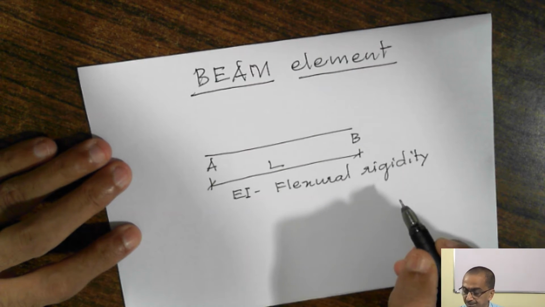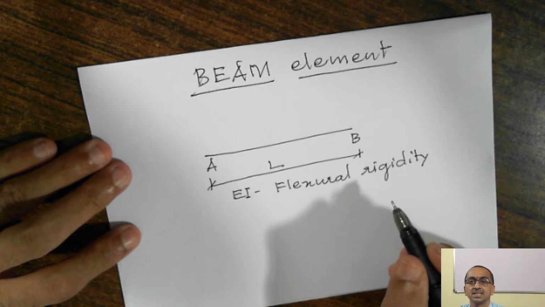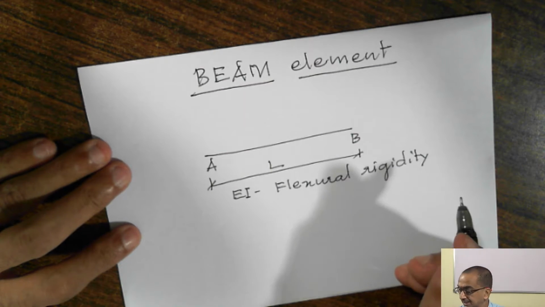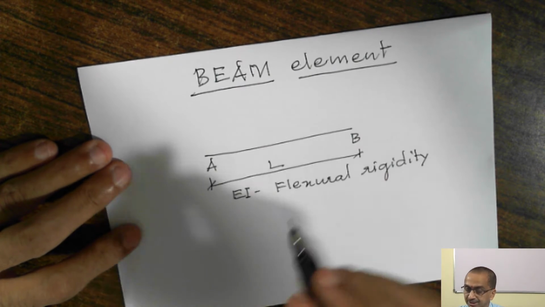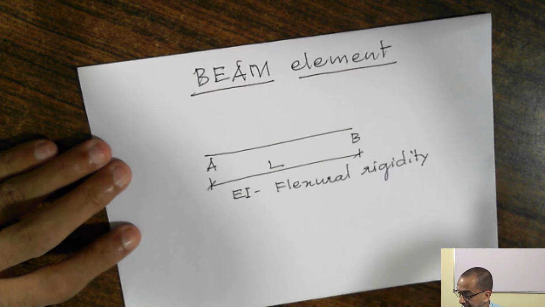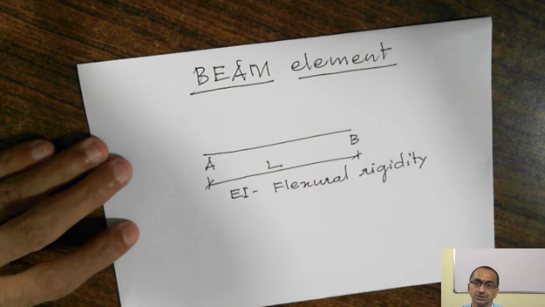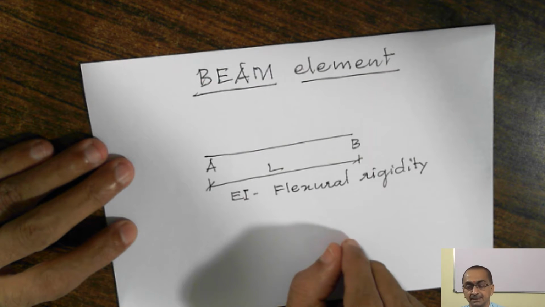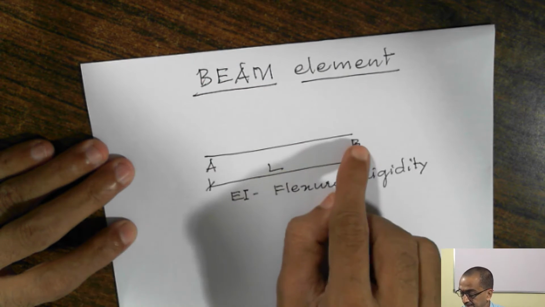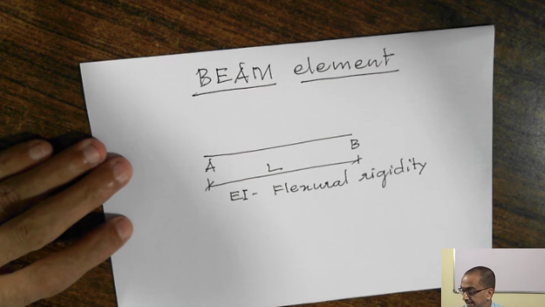So EI in combination is known as flexural rigidity, that is rigidity against flexure, rigidity against bending. How rigid the beam is against bending is denoted by EI. Let us say AB is any beam of length L having flexural rigidity EI. Now understand how our beam element looks. Our beam element has 4 degrees of kinematic indeterminacy, 2 at A and 2 at B. Now what are those degrees of freedom?